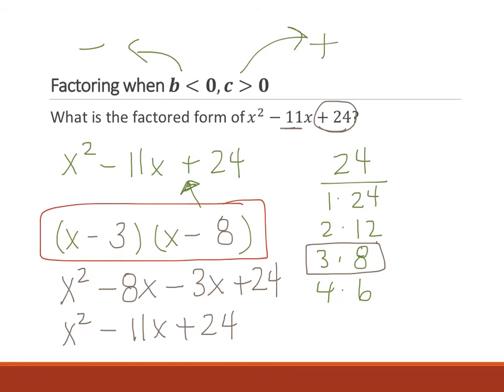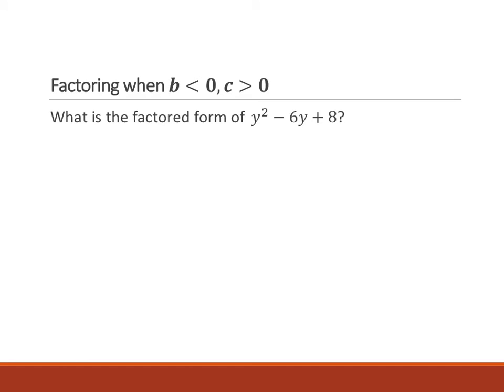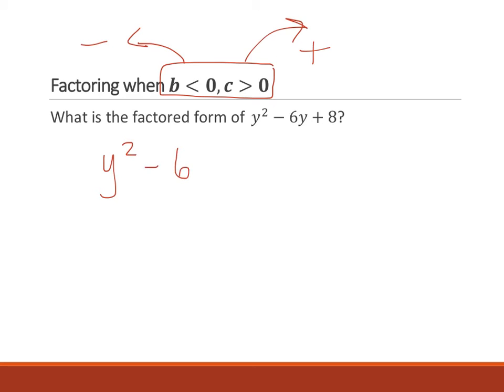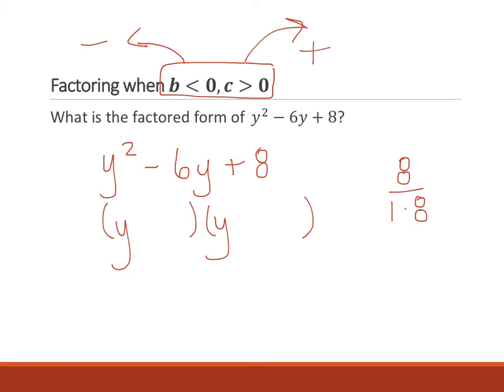Let's try another one. Again, I'm using the same values of b and c. I want b to be negative and c to be positive. And I would like to know the factored form of y squared minus 6y plus 8. So again, I'm going to put down my two parentheses, and I'm going to split my y into y times y. But I'm looking for two numbers that are going to multiply to give me 8, but I want them to add to give me 6.